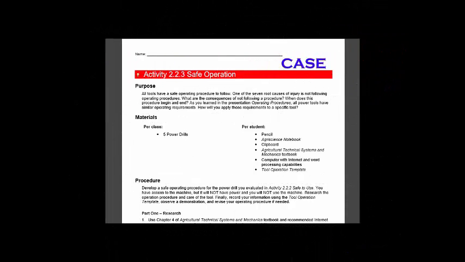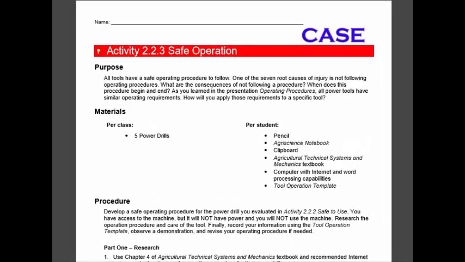Through Activity 2.2.3, Safe Operation, you will write an operating procedure for using a power tool safely in order to understand that operating procedures keep the operator safe and also keep machines and tools in good working order. Your teacher will provide more instructions for the activity.